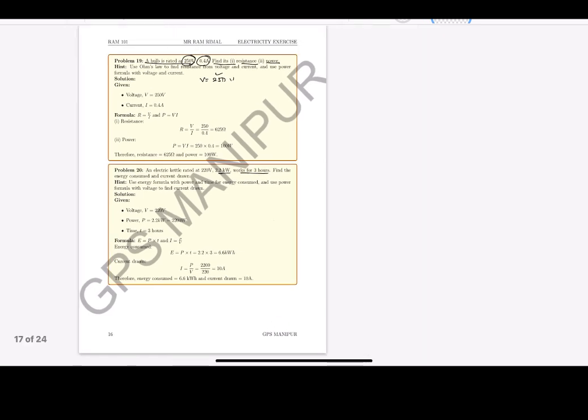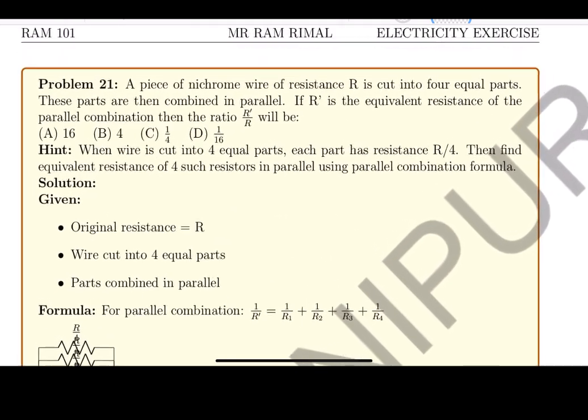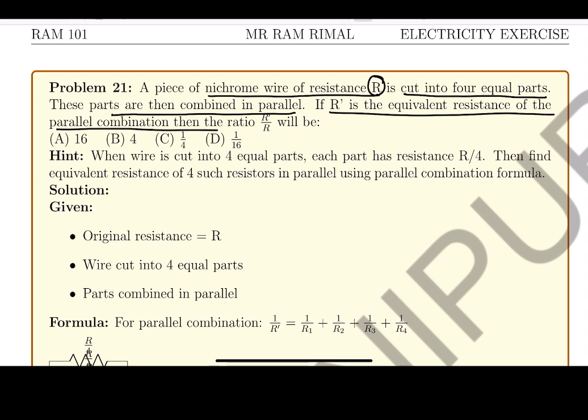Next is question number 21. Question number 21 is MCQ questions. I think there are around 10 MCQ questions. Let us try doing all of these. The first is: a piece of nichrome wire of resistance R is cut into 4 equal parts. These parts are then combined in parallel. If R dash is the equivalent resistance of the parallel combination, then the ratio R dash by R will be.